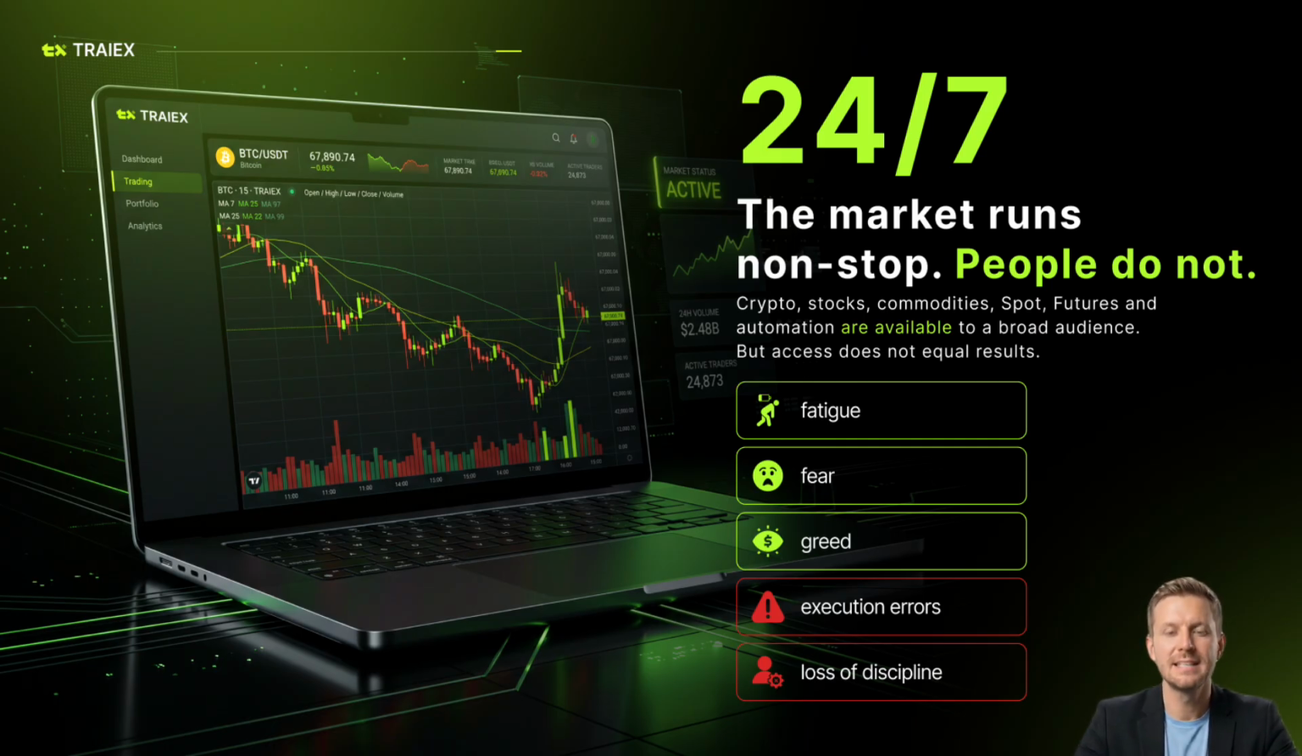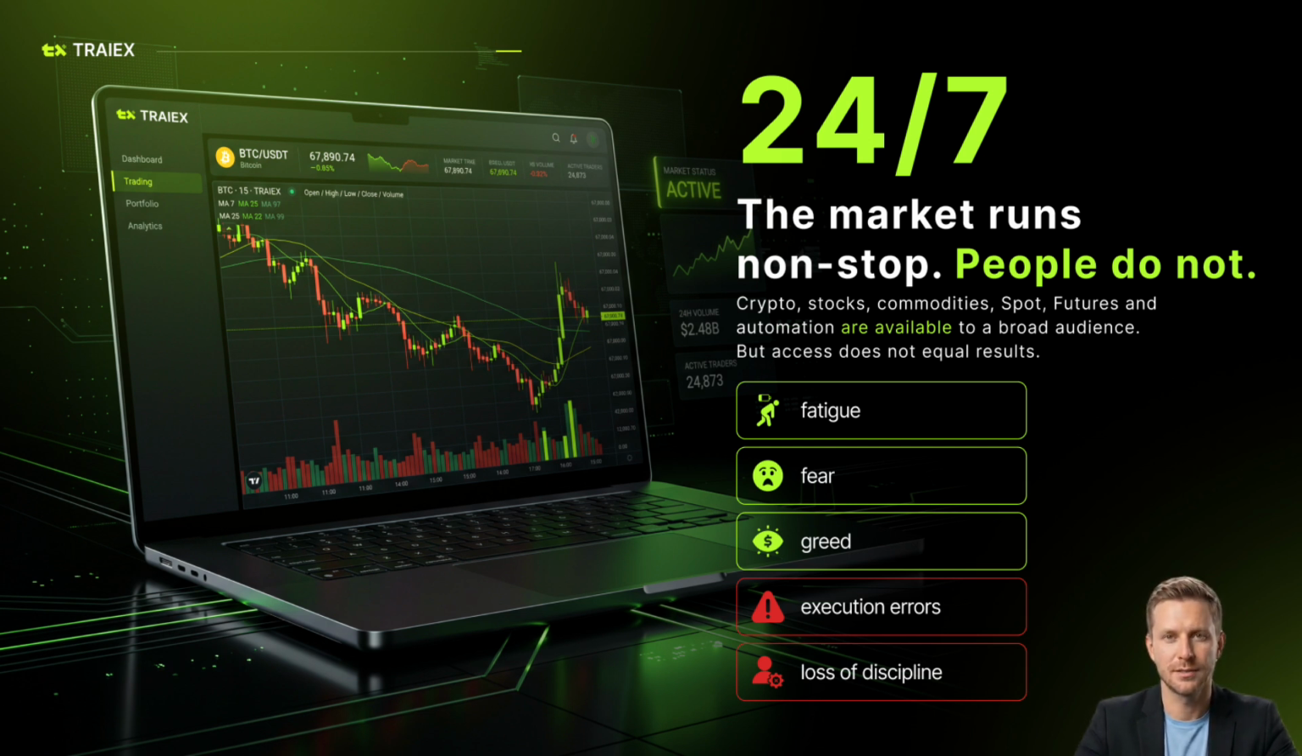But the biggest difficulty is not even knowledge. A person gets tired, they get distracted, they may panic during a drop and lock in a loss at the worst possible moment, or refuse to close a profitable position because they want to earn even more. The market does not pause while we sleep, work, or spend time with family. That is exactly why even good analysis does not always turn into a good result.